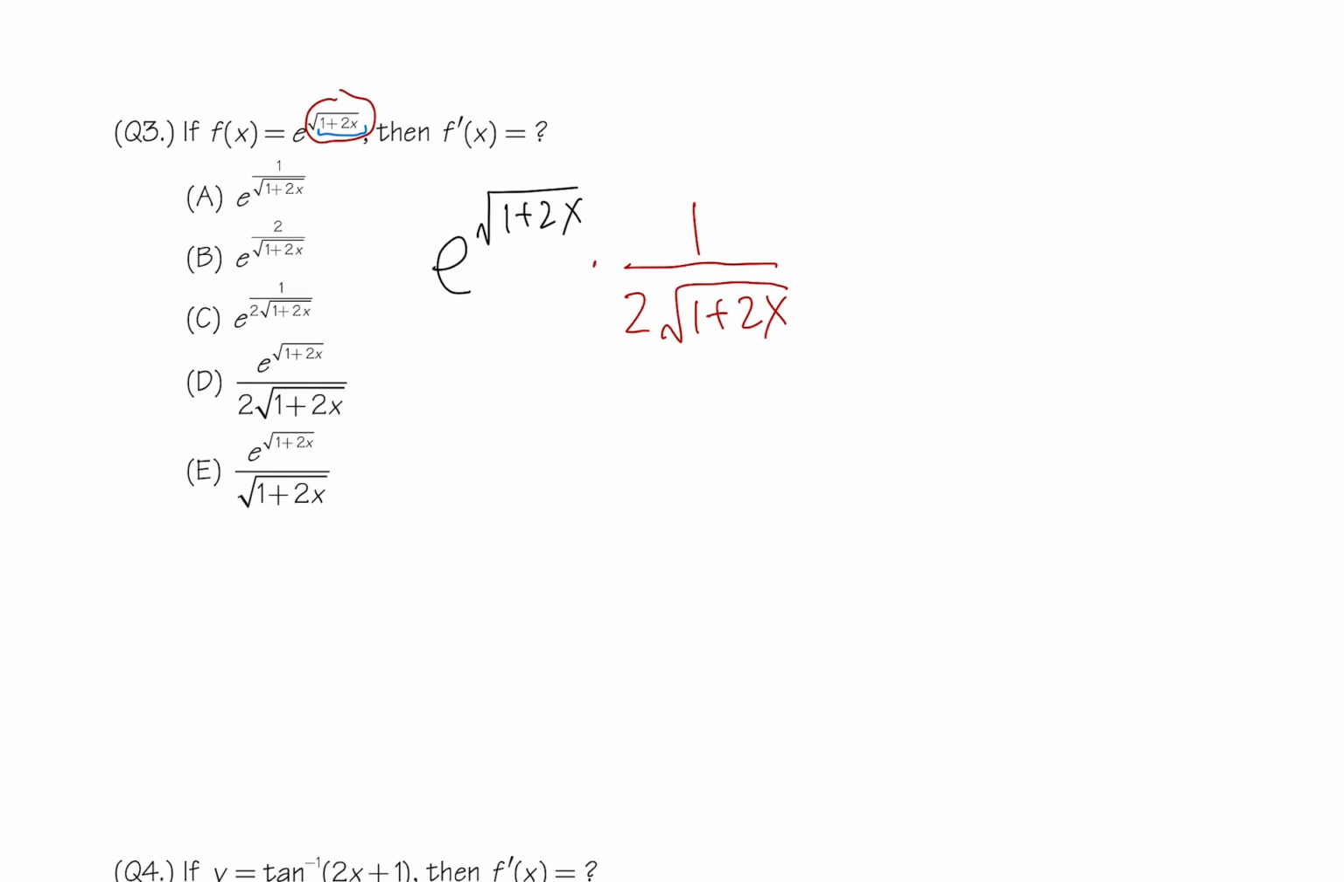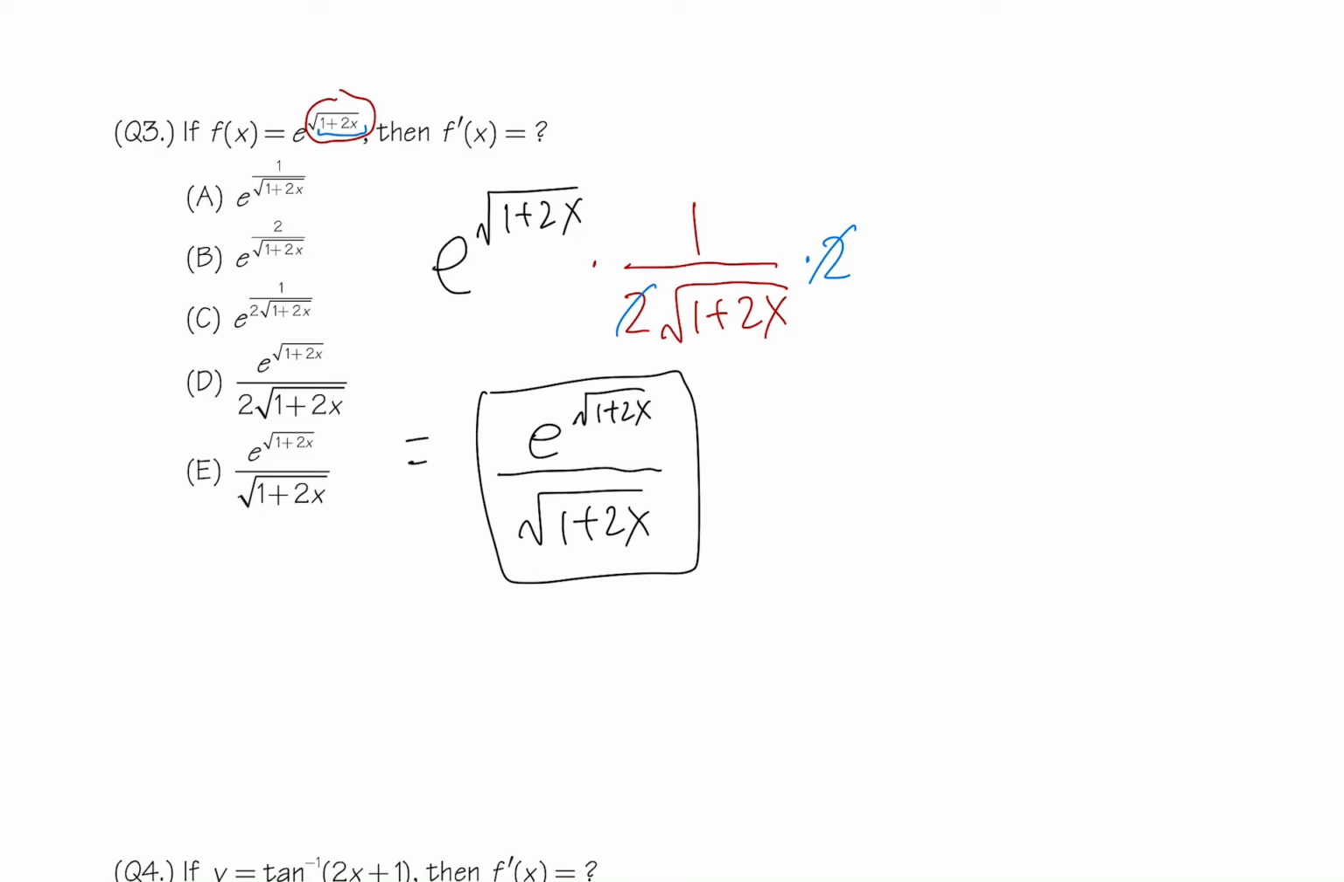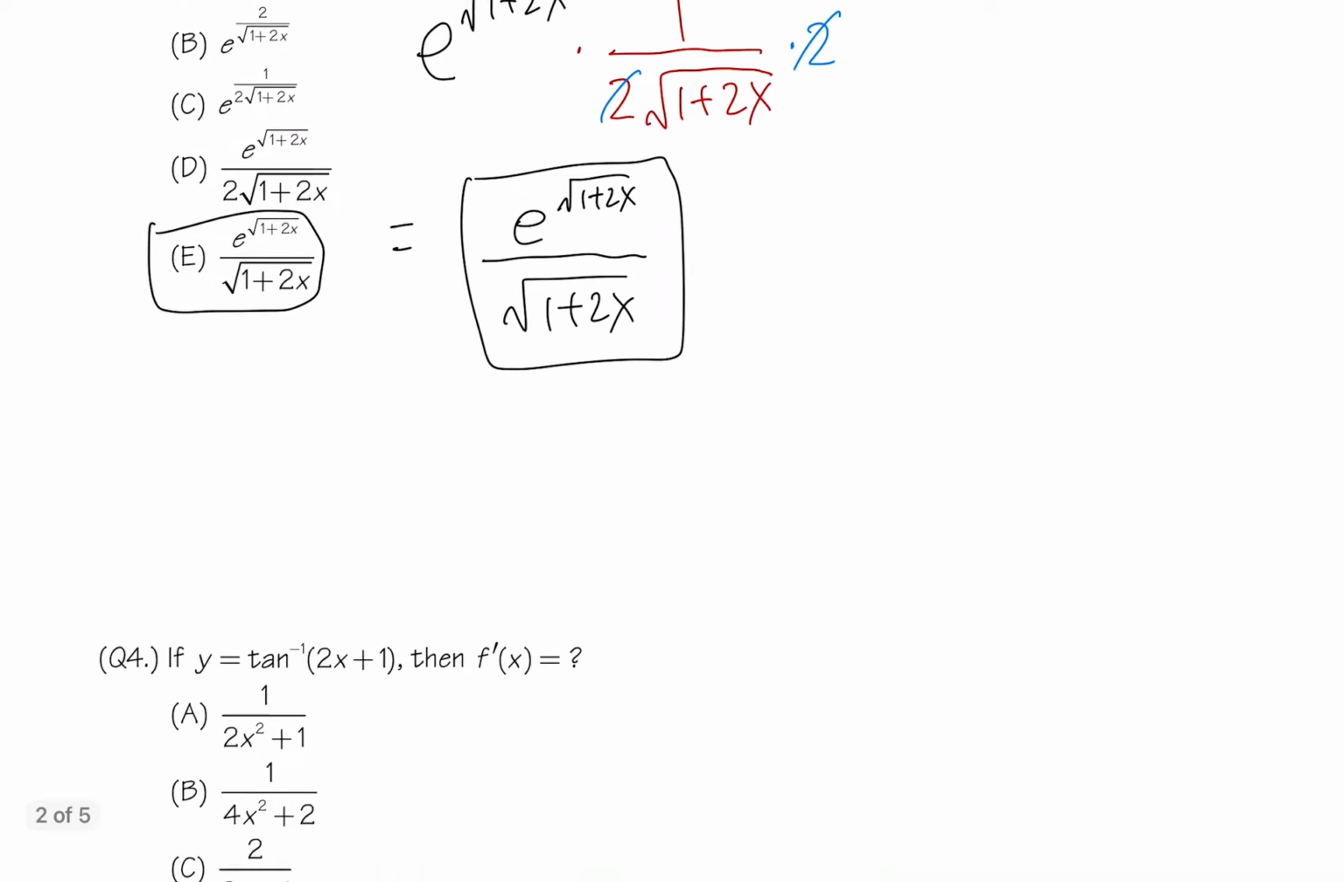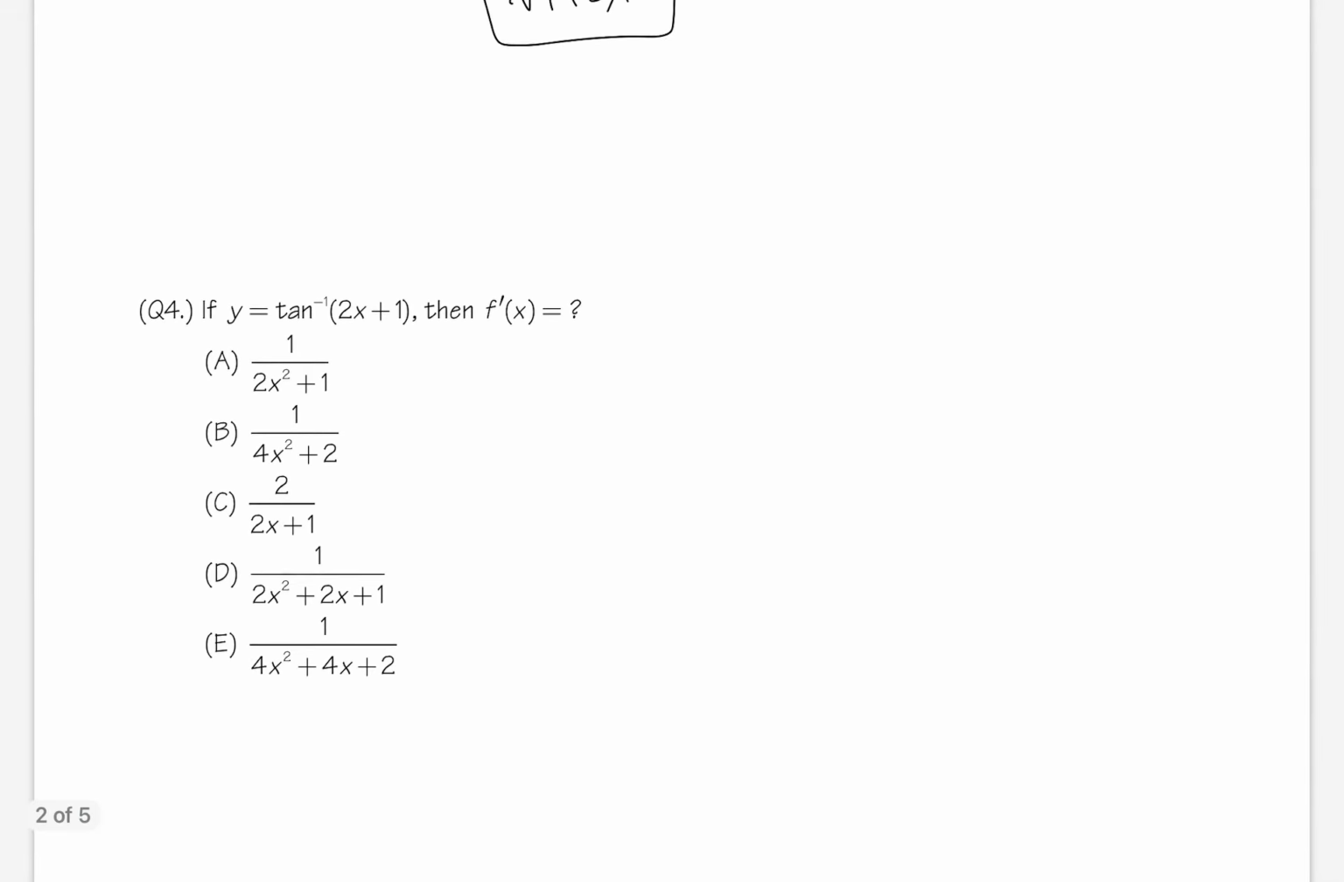Okay, and then we will multiply by the derivative of that, which is just a 2. The derivative of 1 plus 2x is just a 2. But you see that this 2 and that 2 cancel very nicely, and it looks like we have the result. This thing will go on the top, so it's just e to the square root of 1 plus 2x over that thing on the bottom, square root of 1 plus 2x on the bottom. So just like this. We are done, and that's answer choice E. Oh, look, this is equal to that. That's cool.